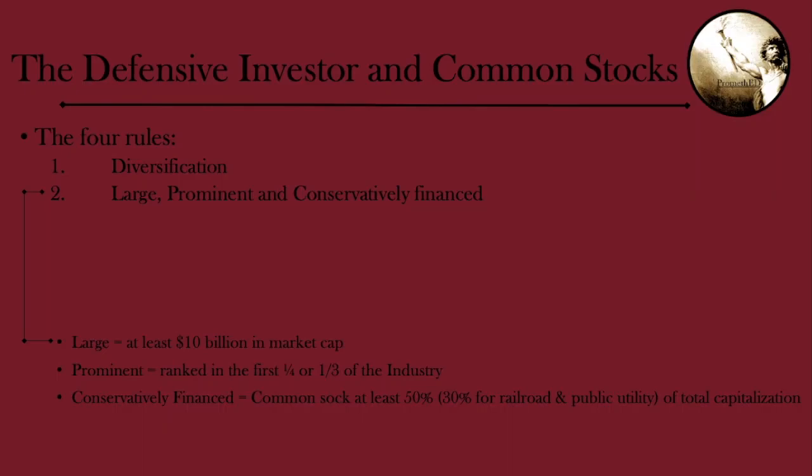The third rule discussed by Benjamin Graham regards dividends. So there should be a long record of continuous dividend payment. What this means, in simple terms, is that today's defensive investor should probably insist on at least 10 years of dividend payment without any interruption.